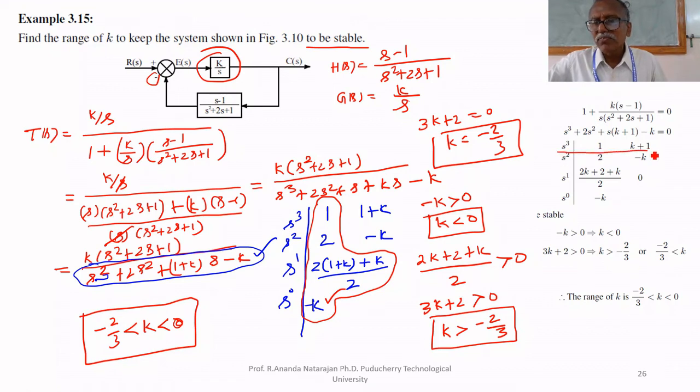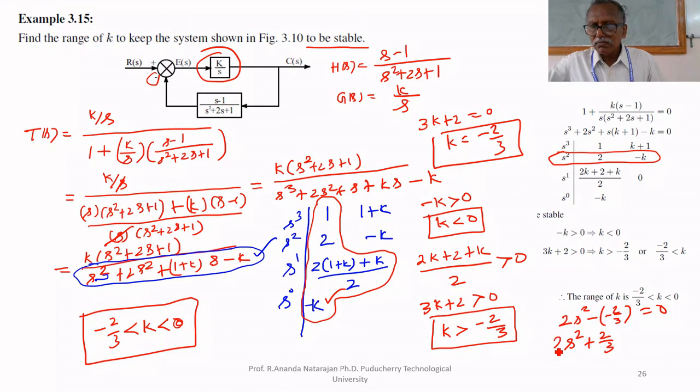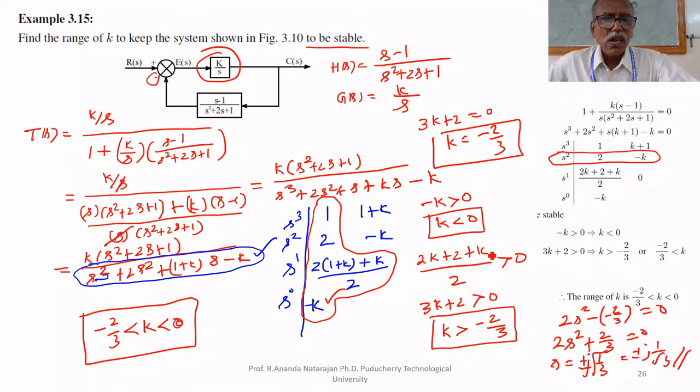If you want to find the frequency of response, you have to use the S square row: 2S square minus K, where K equal to minus 2 by 3, equal to 0. Or S square plus 1 by 3 equal to 0. S equal to plus or minus j 1 by root 3. That is the frequency of oscillation.